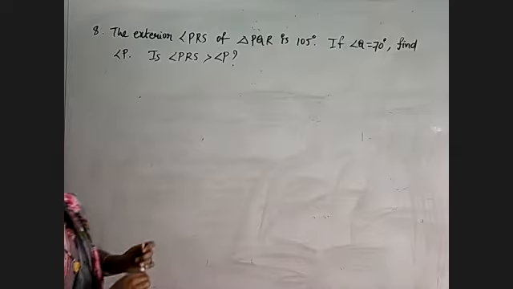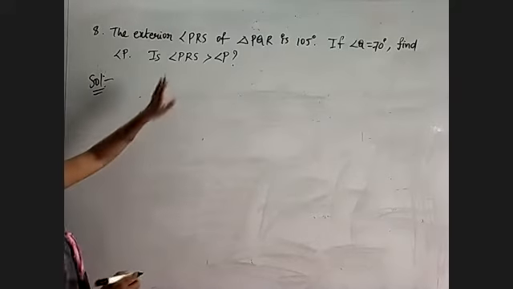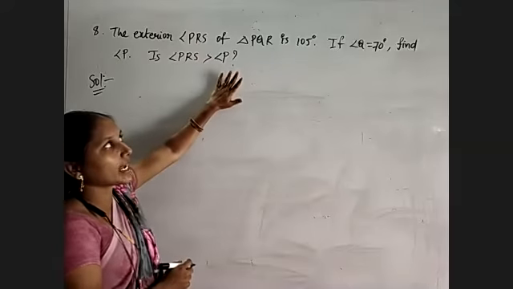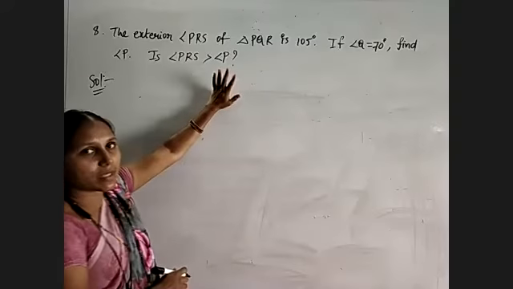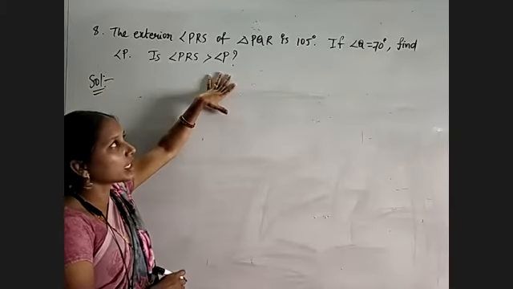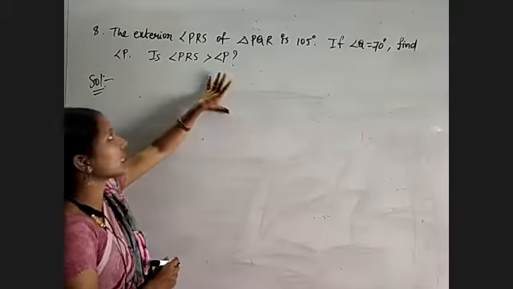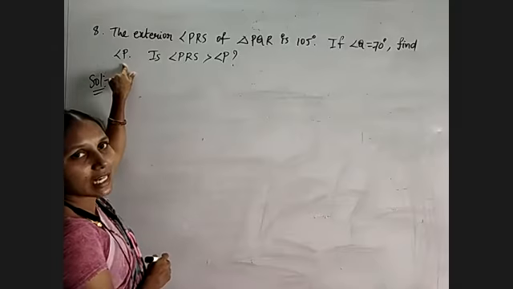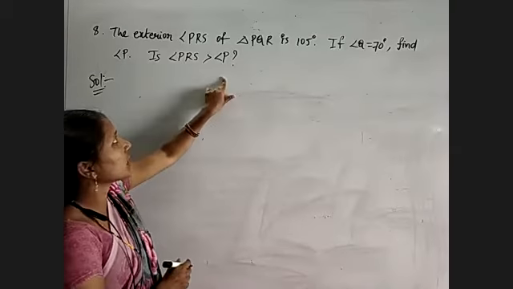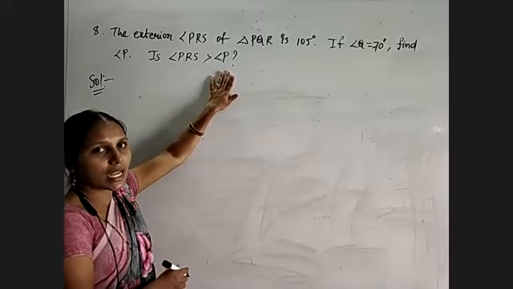Okay. Observe the next problem. Eighth problem. Observe this question. Exterior angle PRS of triangle PQR is 105 degrees, which means the exterior angle is given. So we need to use the exterior angle property. And one of the interior angles is given, angle Q equal to 70 degrees, and we need to find out the other interior angle. And we need to check whether the exterior angle is greater than the interior opposite angle or not.